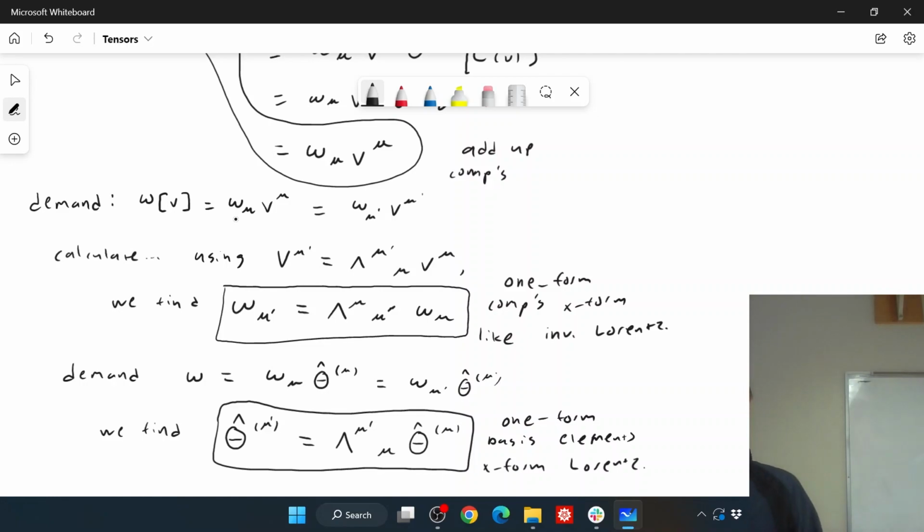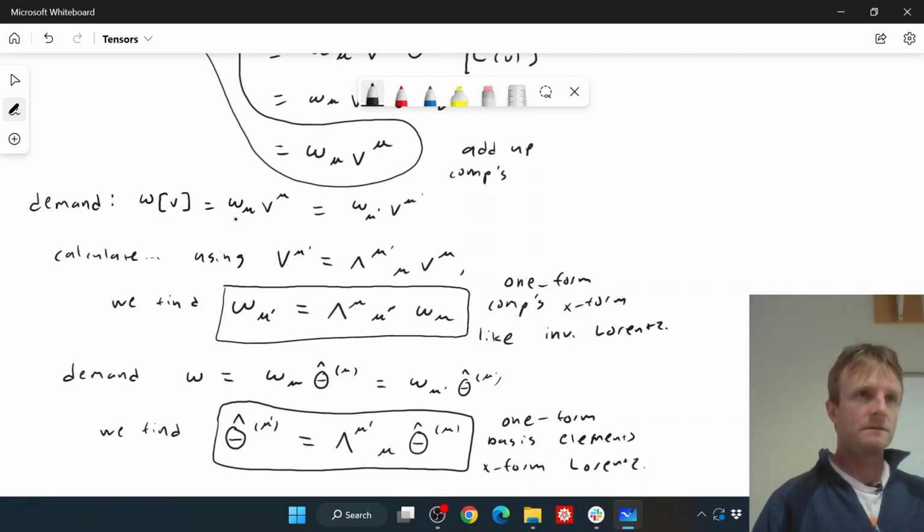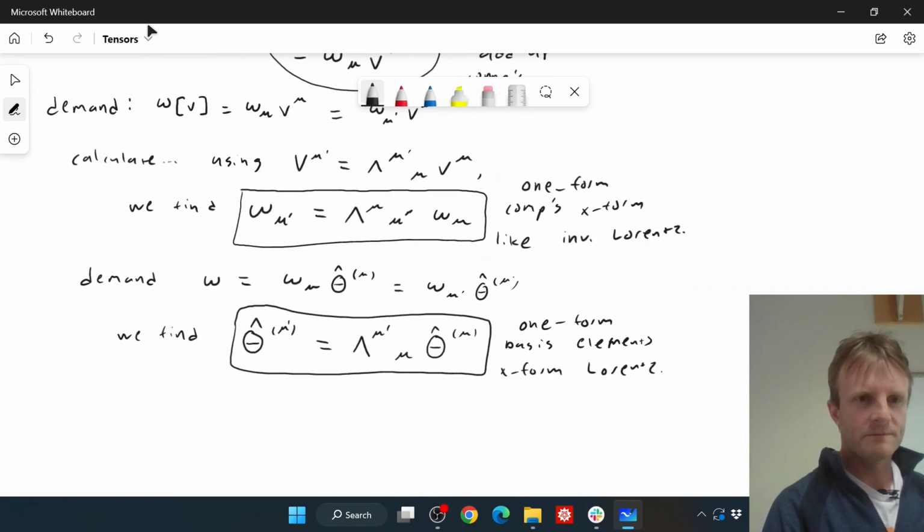All right, let's do the example of the gradient, which hopefully will sort of make things a little clearer.